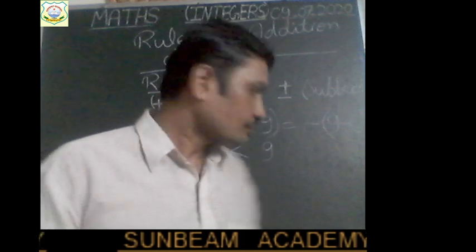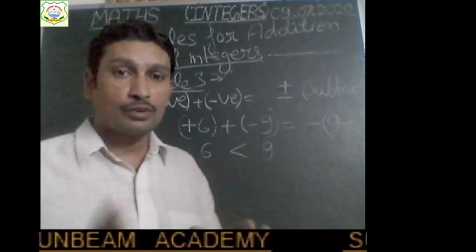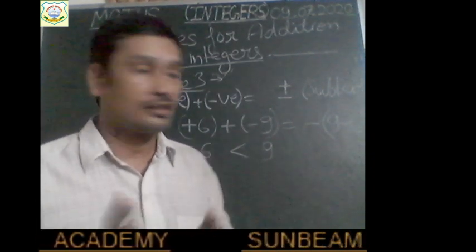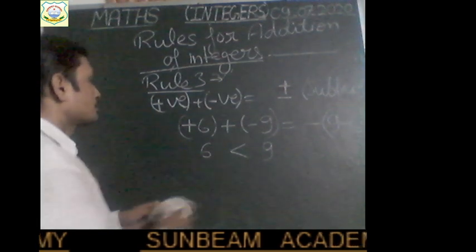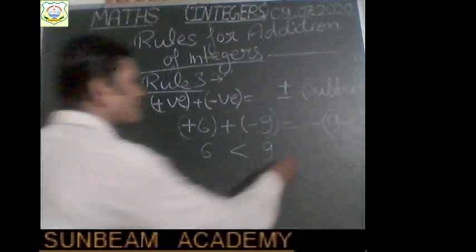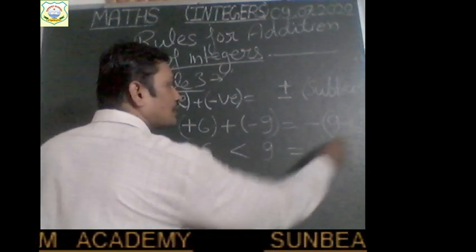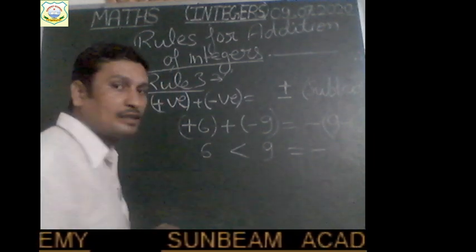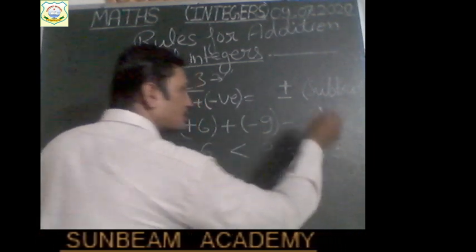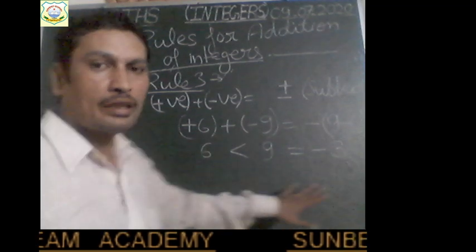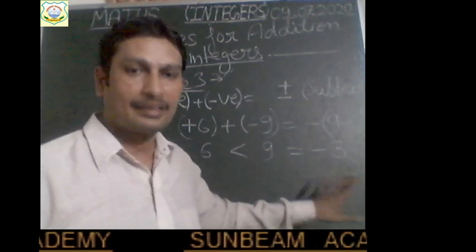Right, children? If you have understood, then you can easily solve questions based on integers. So let us take an example. Here what will we get? 9 minus 6. Overall sign will be minus and 9 minus 6 is 3. So this will be your answer. 9 minus 6 equals minus 3. Right, children?